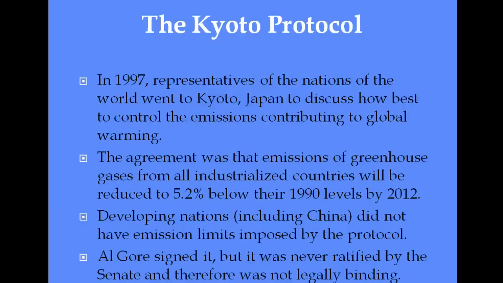Developing nations, unfortunately, did not have emission limits imposed because supposedly they contributed so much less than developed countries. It was really up to the developed countries to make the big changes. Unfortunately, because that did not include China, China had no reason to try to limit their emissions on anything and became the worst polluter and the worst user of coal, which is again the dirtiest fossil fuel to burn.